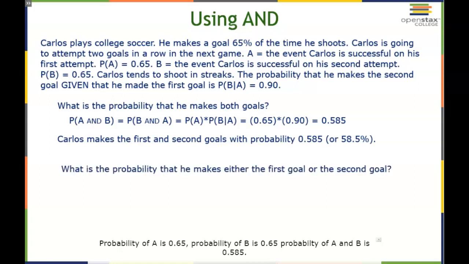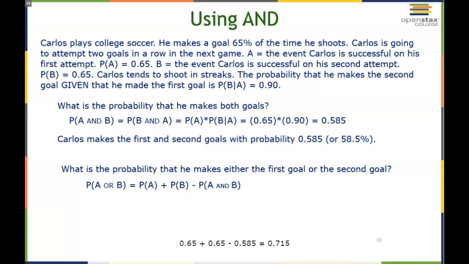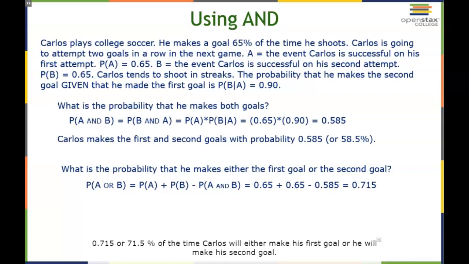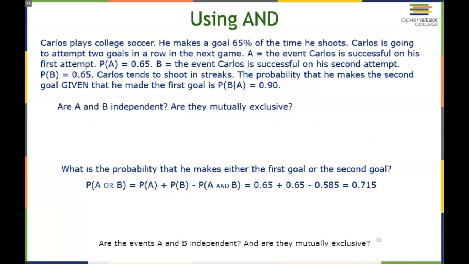What's the probability that he makes either the first goal or the second goal? So this is an or. The probability of A or B is the probability of A plus the probability of B minus the probability of A and B. Probability of A is 0.65. Probability of B is 0.65. Probability of A and B is 0.585. So 0.65 plus 0.65 minus 0.585.